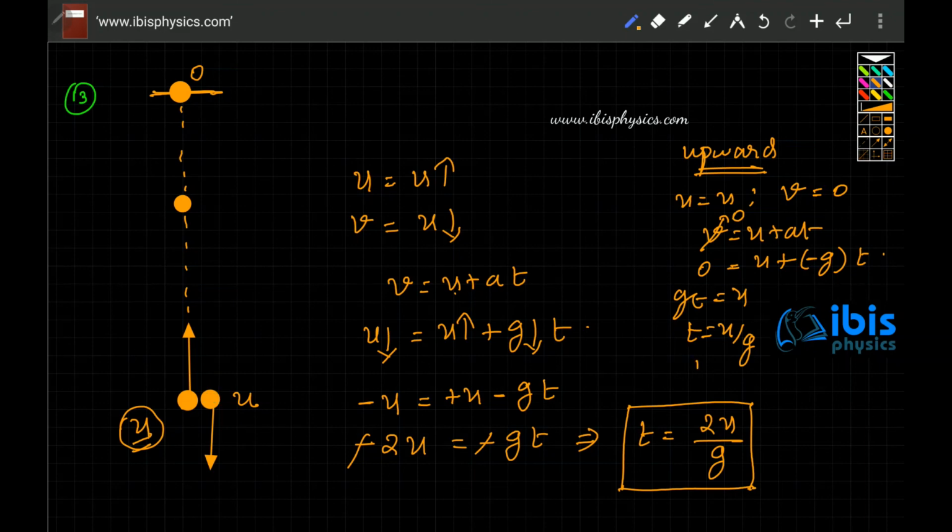The total time to return back is u by g plus u by g, which is 2u by g.